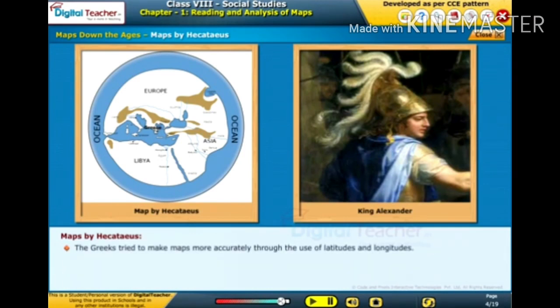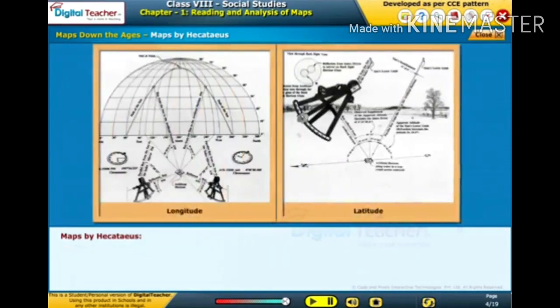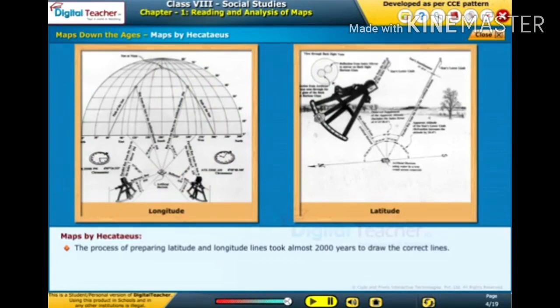The Greeks tried to make maps more accurately through the use of latitudes and longitudes. The process of preparing latitude and longitude lines took almost 2,000 years to draw the correct lines.